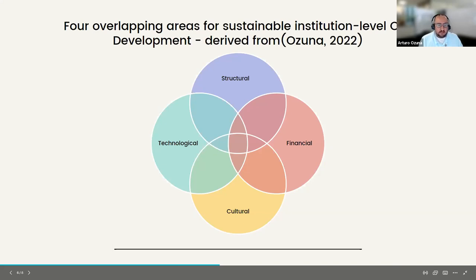Financial, and that's obviously funding sources, institutional investments, but also decisions about where that funding comes from, where it lies, how it's distributed, and in what form. And then there's structural, which is things like support systems, policies, and infrastructure to support this work. And then there's also this cultural thing that's huge, right?